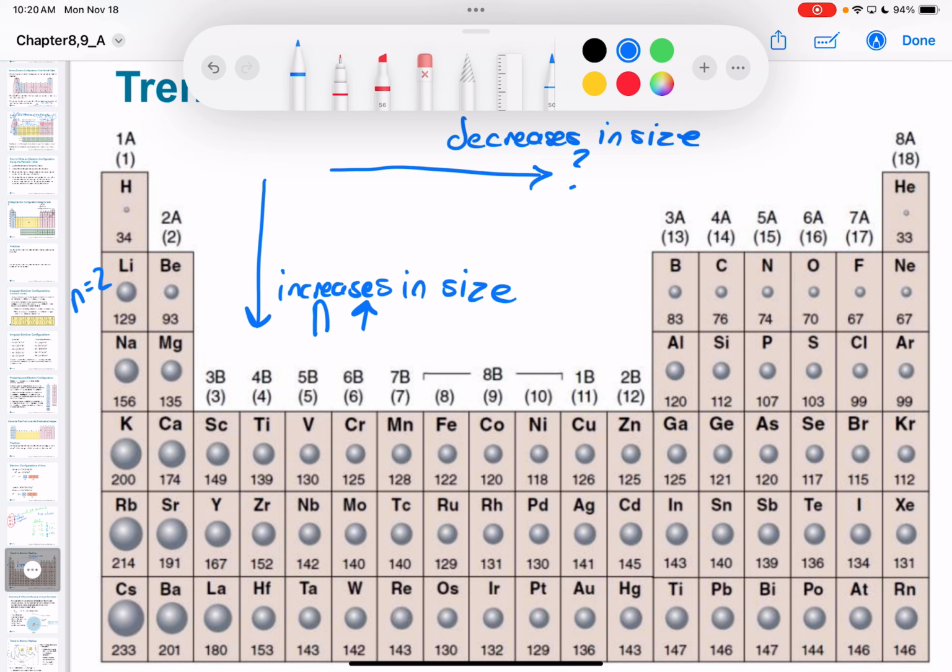So what those 2 trends really tell us is that this corner of the periodic table, that's where stuff is small. And this corner of the periodic table, that's where stuff is big. The atoms are big.